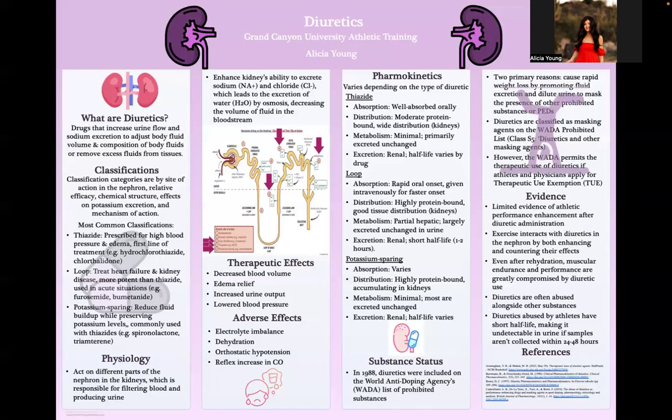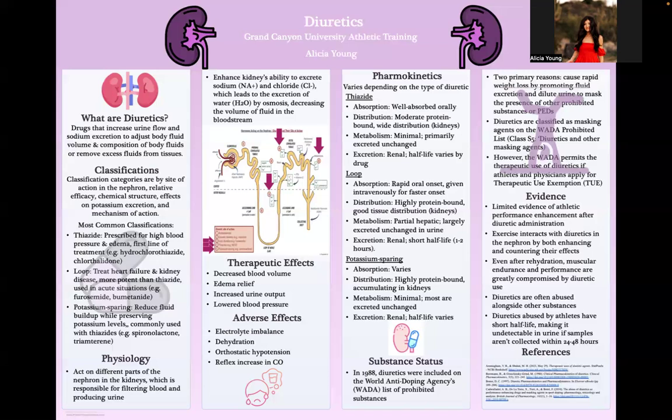So we have thiazide. The absorption is usually done orally, although the absorption rates can differ slightly among the drugs in this class. Distribution is moderately protein bound with a wide distribution, specifically in the kidneys. Metabolism is minimal, but it is primarily excreted unchanged. And then excretion is done in the kidneys, and the half-life varies by drug. For example, hydrochlorothiazide has a half-life of 6 to 15 hours, but dosing may need to be adjusted if there is a renal impairment of some sort.